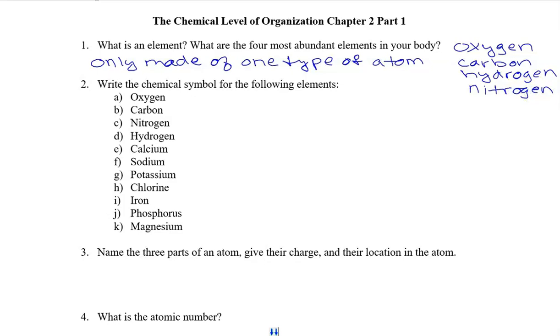Through A&P, we'll be using chemical symbols quite a bit. So I picked the 10 most common that you're going to see, and I would like you to know their chemical symbols. Oxygen, of course, is just O. Carbon, these are all capital letters, by the way. When we write an element symbol, it's always a capital. If it has two letters, the second one is always lowercase. So carbon is just C, nitrogen is just N.